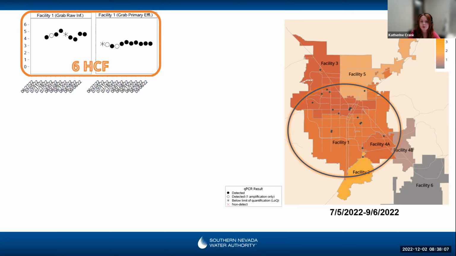This area includes 6 healthcare facilities that have experienced C. auris outbreaks during our sampling timeframe, which was July 5th to September 6th of this year.